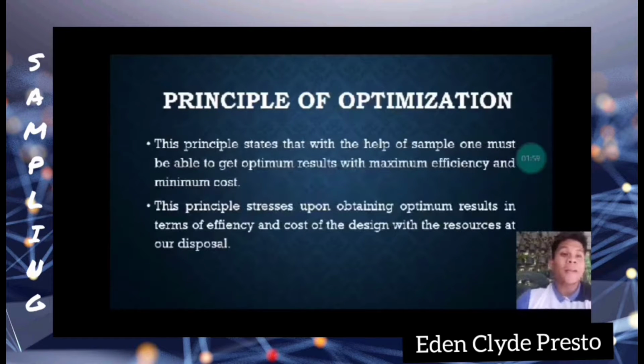Next is the principle of optimization. This principle states that with the help of a sample, one must be able to get optimum results with maximum efficiency and minimum cost. This principle stresses obtaining optimum results in terms of efficiency and cost of the design, with the resources at our disposal.